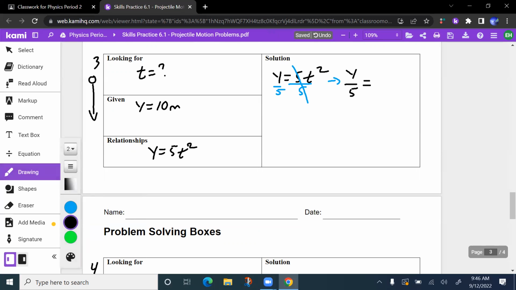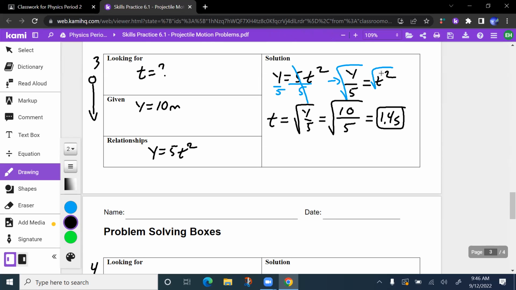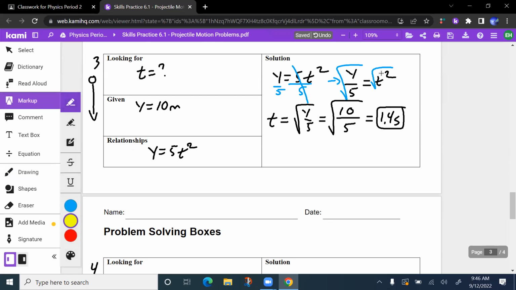Y over 5 equals t squared. Then you get rid of the square by square rooting both sides. And t equals the square root of y over 5. Now we plug in our y. Y is 10. So we're going to go 10 divided by 5, which is 2. And we want to take the square root of 2. Square root of 2 is about 1.4. It takes about 1.4 seconds for that ball to land.